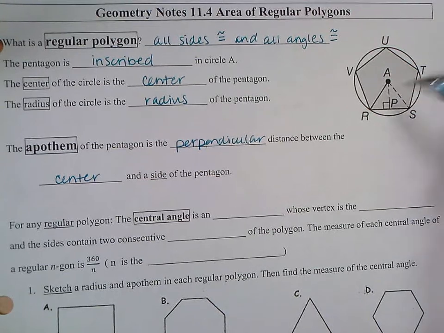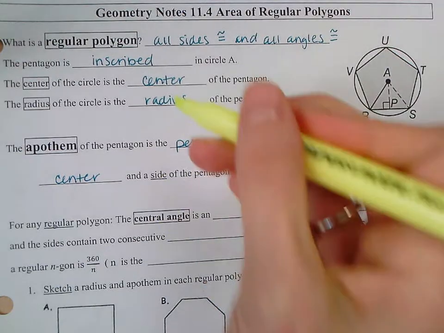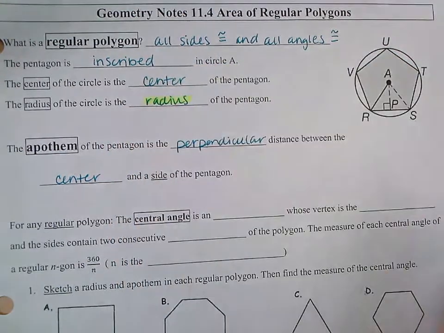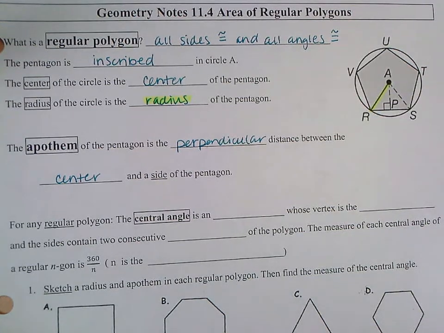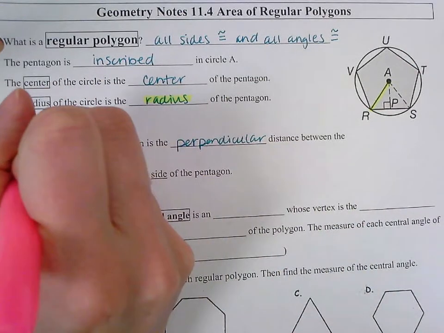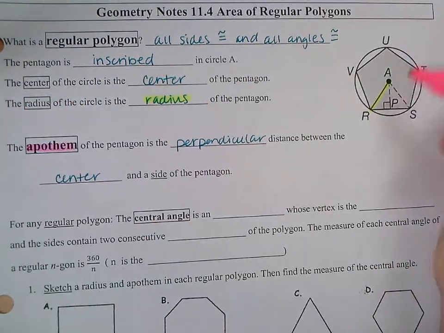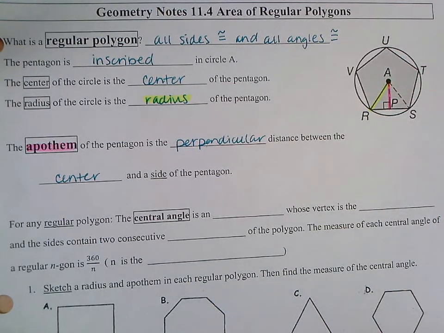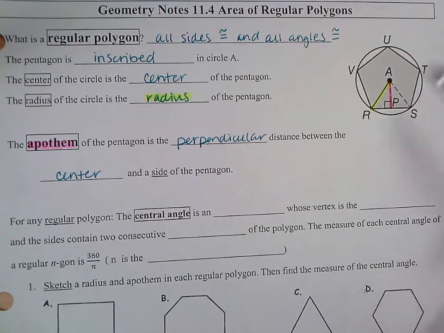So this is drawn in, actually let me go back and highlight here too. So I'm going to highlight the radius. This would be the radius of the circle and the pentagon. And then the apothem is always from the center perpendicular to one side. So this would be the apothem of the pentagon. And the apothem bisects this angle here.